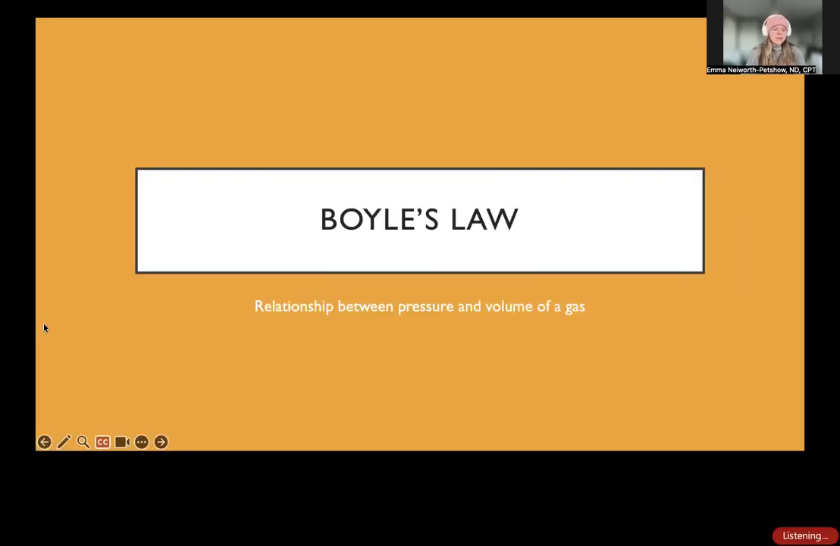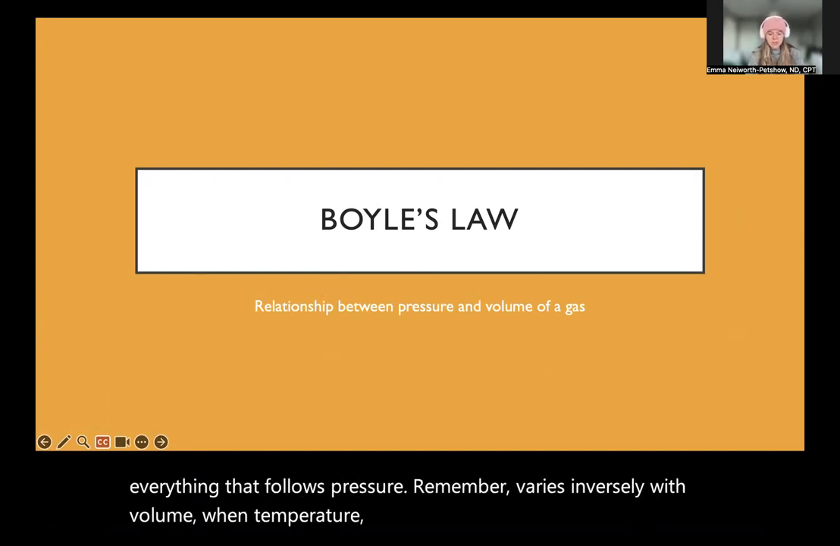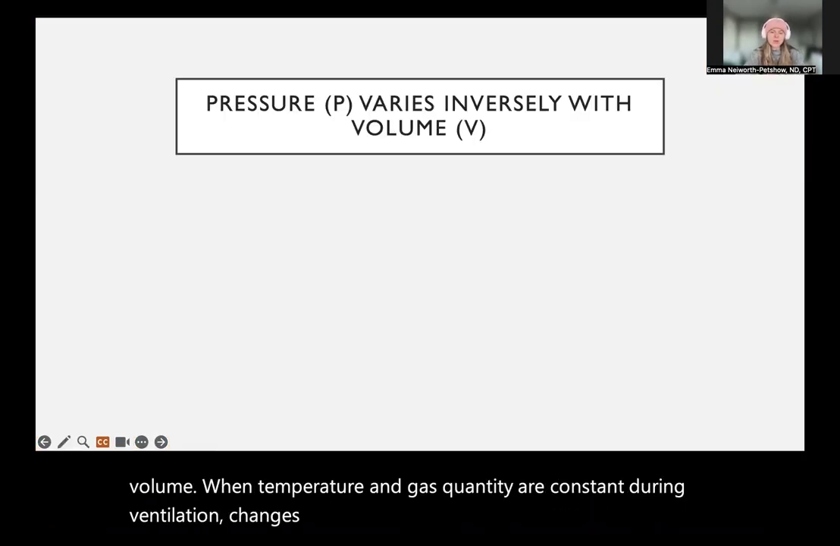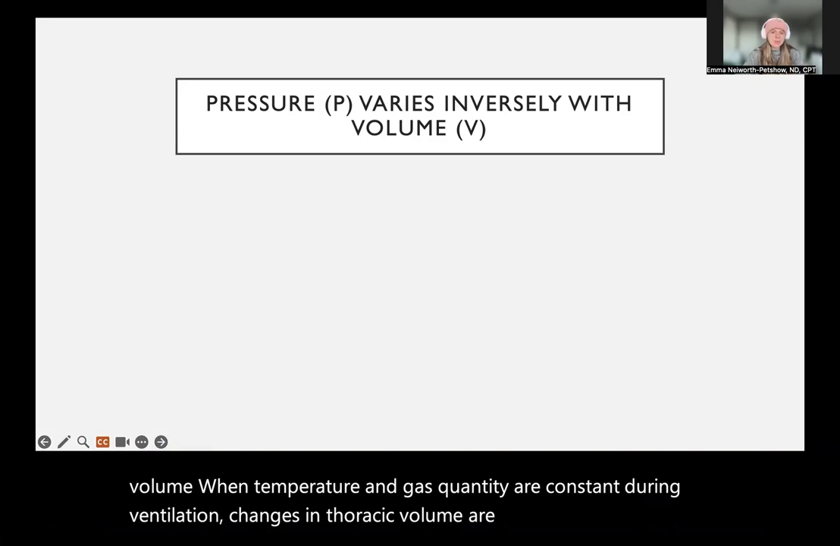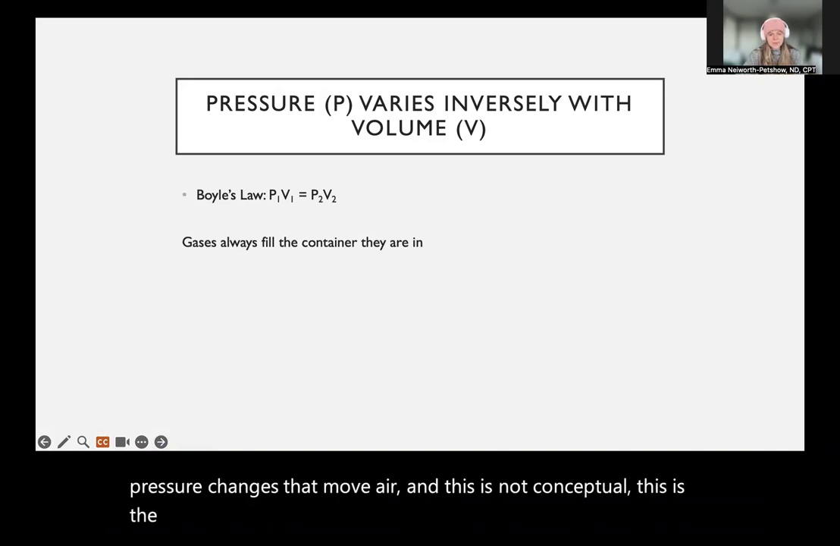You return back to Boyle's law here because it underpins everything that follows. Pressure, remember, varies inversely with volume when temperature and gas quantity are constant. During ventilation, changes in thoracic volume are translated directly into pressure changes that move air. And this is not conceptual, this is the physical meaning of breathing.